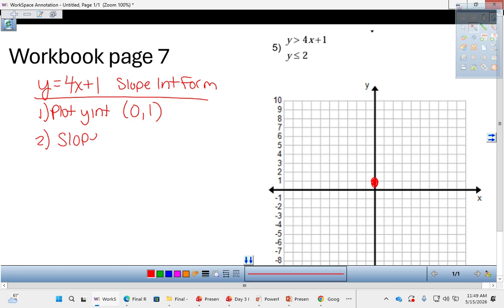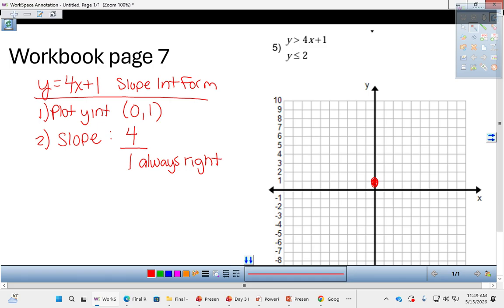The next thing I'm going to do is look at the slope, and I'm going to make the slope a fraction if it already isn't. So this one's 4, it's not a fraction, so I'm going to make it a fraction by putting it over 1. The top is going to be my up or down number, and my bottom number is always going to be right. You never want to plot a point to the left.